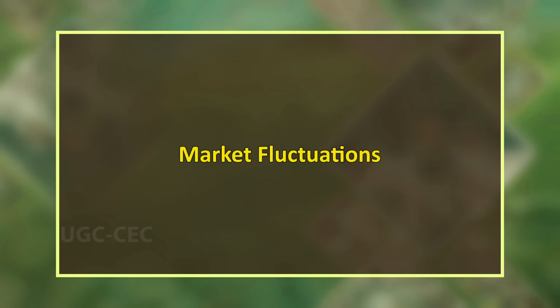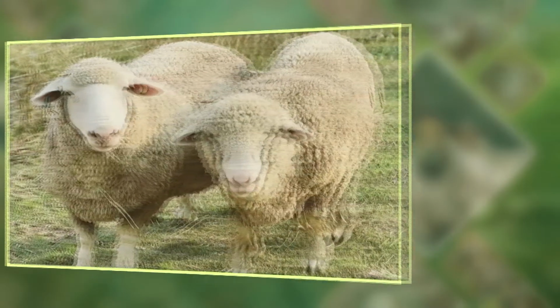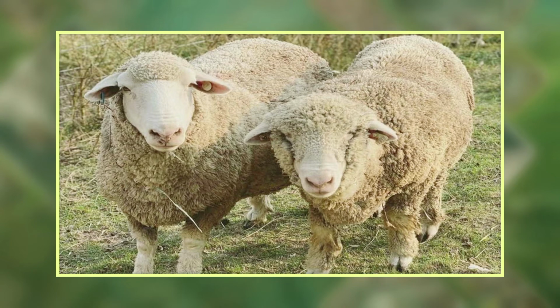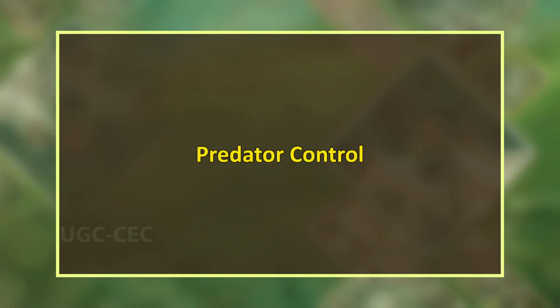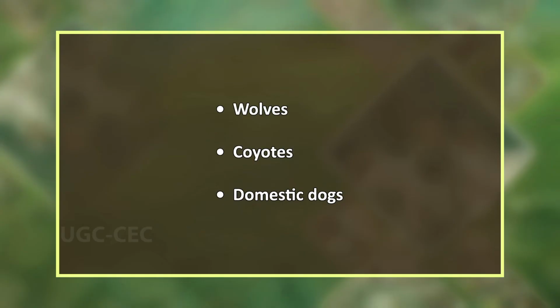Market fluctuations. Sheep farmers are often affected by market fluctuations, including changes in demand for lamb and wool. Prices can be influenced by factors such as consumer preferences, global economic conditions, and competition from other meat sources. Predator control. Predators such as wolves, coyotes, and domestic dogs pose a threat to sheep. Protecting flocks from predation requires effective management strategies, including the use of guardian animals, secure fencing, and other protective measures.